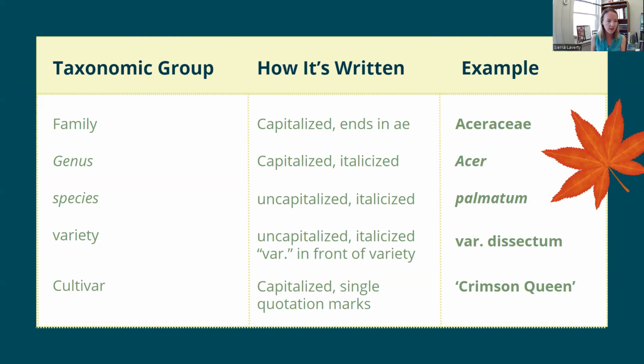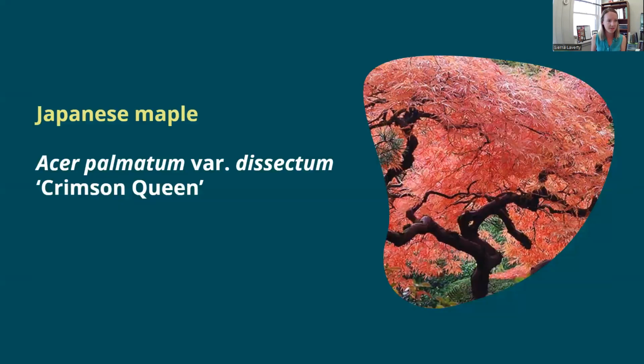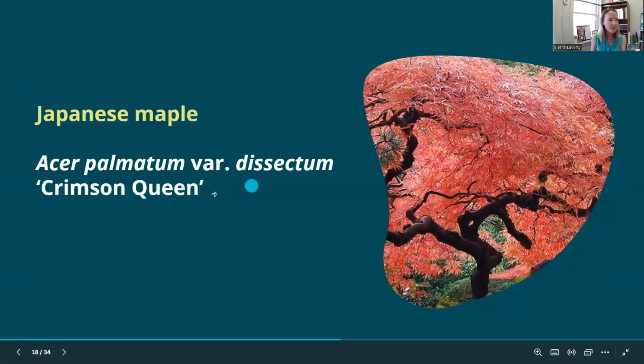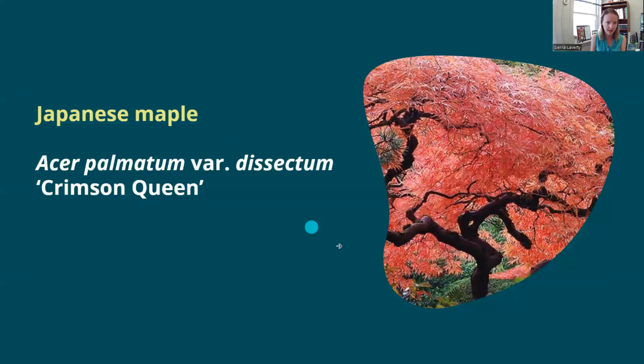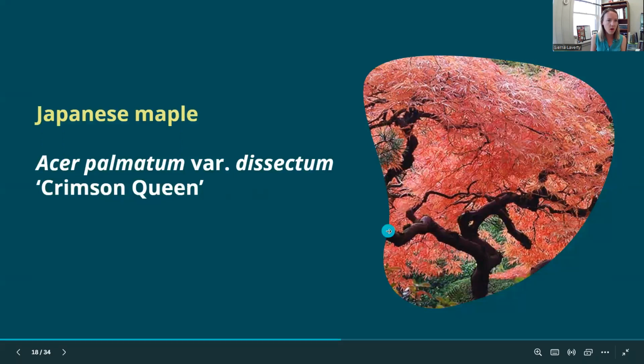And here is a picture of that. So this is our name that we've got here. Finally, I've got dissectum right. So Japanese maple is our common name, and then we have Acer palmatum var. dissectum 'Crimson Queen', and she looks like this. So gorgeous and beautiful.